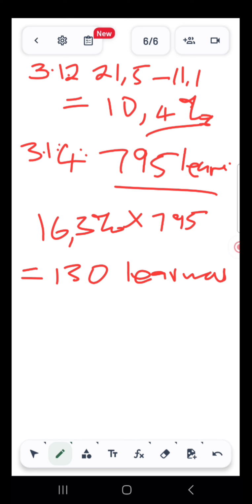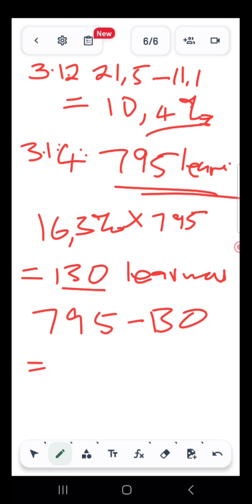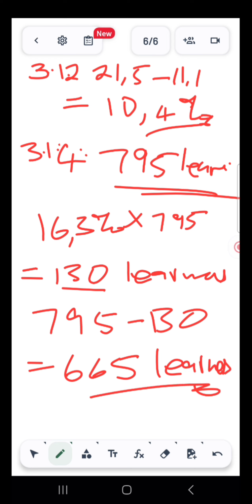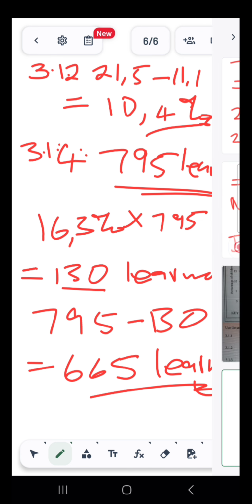Now we want to know how many are not obese. So this is the total number of learners, which is 795, minus 130 that's obese. And then we find which is 665 learners are not obese. So you see, in rural areas, in this school, we find a very small number that's obese, because more than 600 are not obese. Are you together so far? Okay. So that's how you find solutions for that.